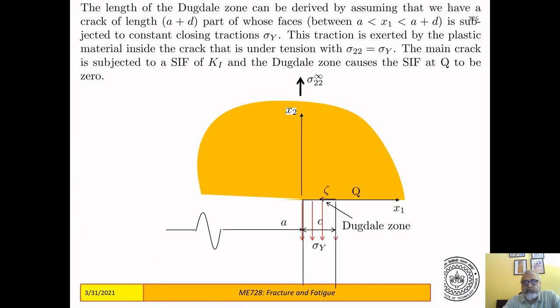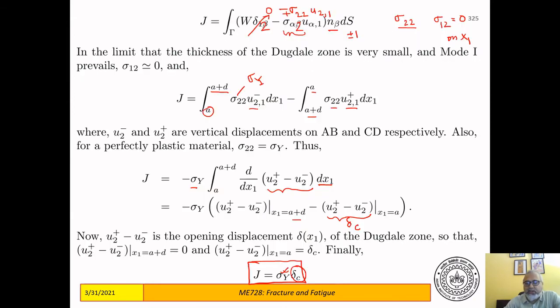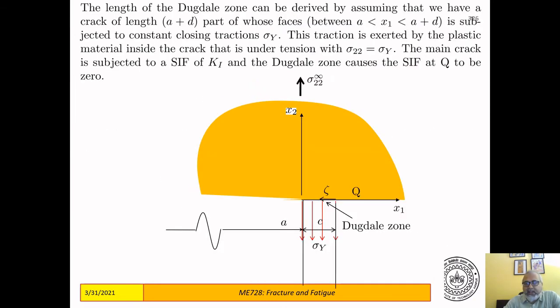Now, can we get the length of the Dugdale zone? So this just gives the opening displacement. To get the length of the Dugdale zone, we can do the following trick. So let's say this is T. What we do is we treat this whole thing as a crack, this whole thing A plus D as one crack, and we solve this problem.